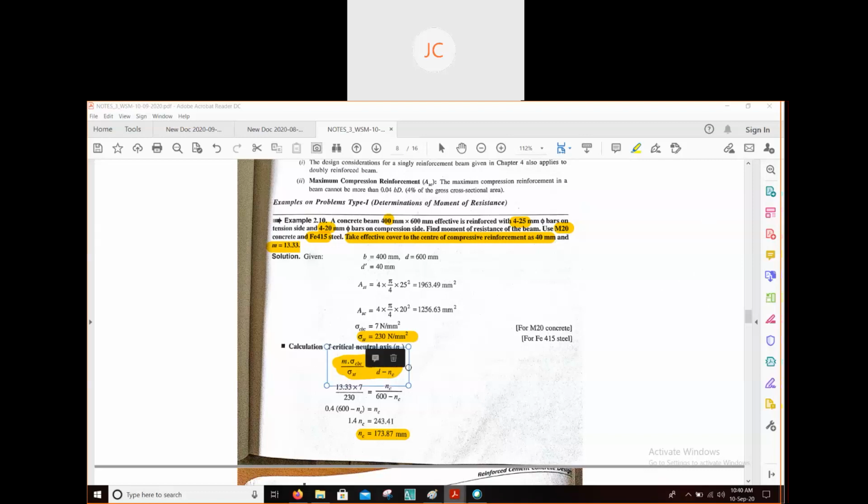You see this formula. All of you, please put M equal to 11, sigma CBC 8.5, sigma ST 230, and D is 500, because I have given you the section 300 into 500. So put these values and tell me the answer exactly. Why are you getting different answers? It's not possible to get different answers with the same values.